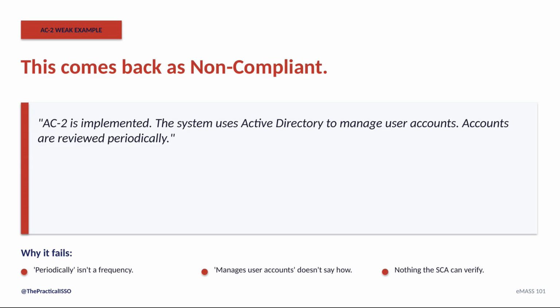Here's what a weak narrative looks like. AC-2, Account Management. AC-2 is implemented. The system uses Active Directory to manage user accounts. Accounts are reviewed periodically. That's 3 sentences and none of them are assessable. Periodically isn't a frequency. Manages user accounts doesn't specify how. This will come back as non-compliant.